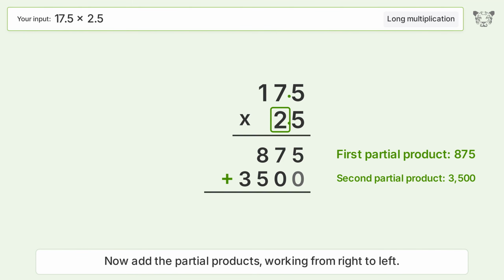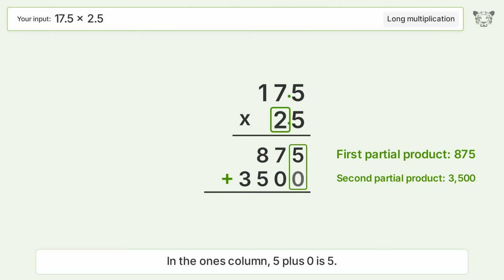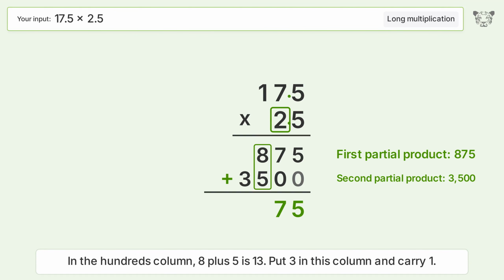Now add the partial products, working from right to left. In the ones column, 5 plus 0 is 5. In the tens column, 7 plus 0 is 7. In the hundreds column, 8 plus 5 is 13. Put 3 in this column and carry 1.